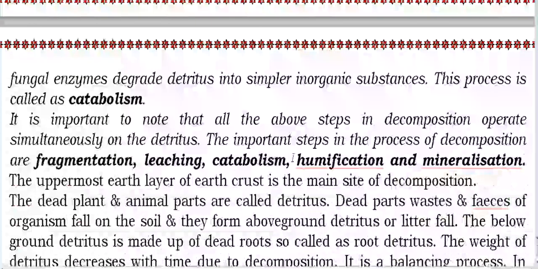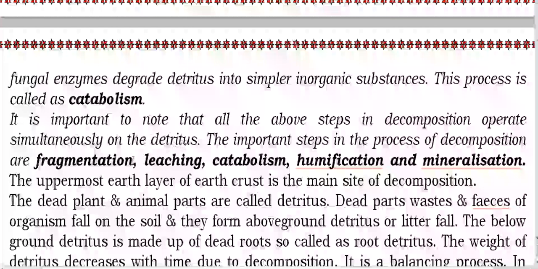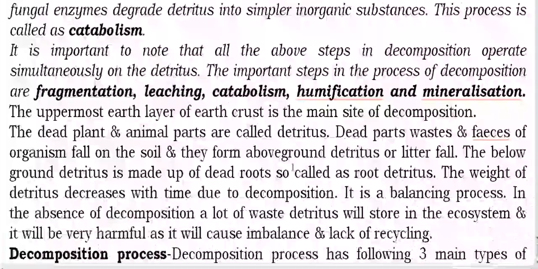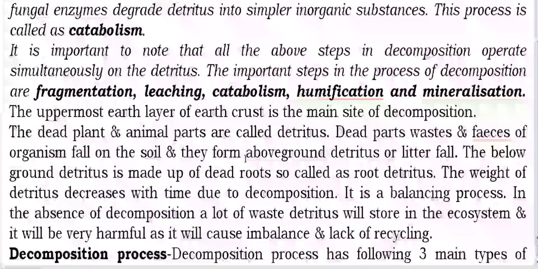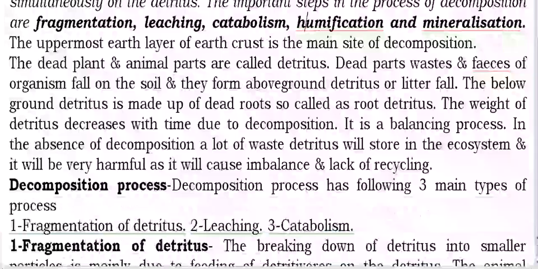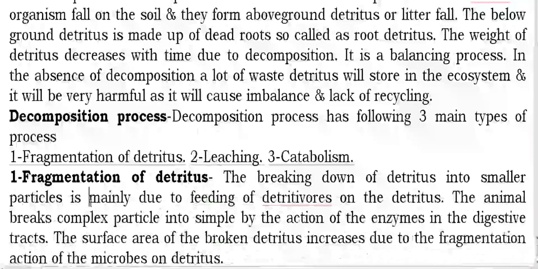Here we can easily know that the decomposition process has various steps. First is fragmentation, second leaching, catabolism, humification and mineralization. The uppermost layer of the earth's crust is the main site of decomposition. In decomposition, the first step is the fragmentation of detritus. When waste falls in the soil, it is broken down into smaller parts, which is known as fragmentation.